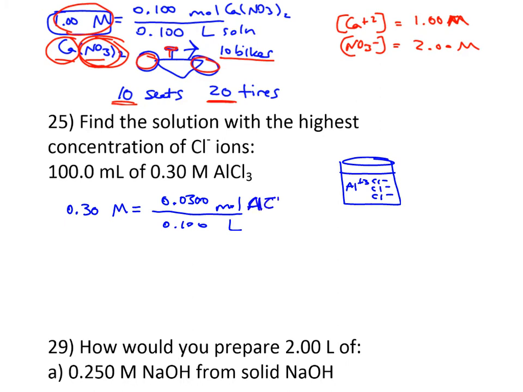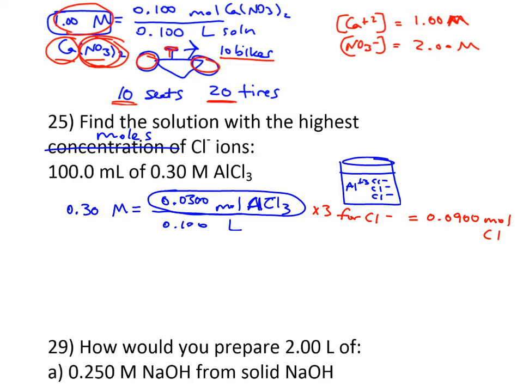Now, problem 25 is asking for which has the largest number of moles. So I'm sorry, I should have said moles here, not concentration. Highest number of moles. So there's my moles of AlCl3, but I'm not really done yet, because that just tells me the AlCl3. It doesn't tell me the Cl minus. So the Cl minus is going to be times 3, because we have 3 Cl minuses in every formula. So that's going to equal 0.09 moles of Cl minus. So you need to do that with each of the solutions and then find out which one has the highest number of moles of Cl minus.